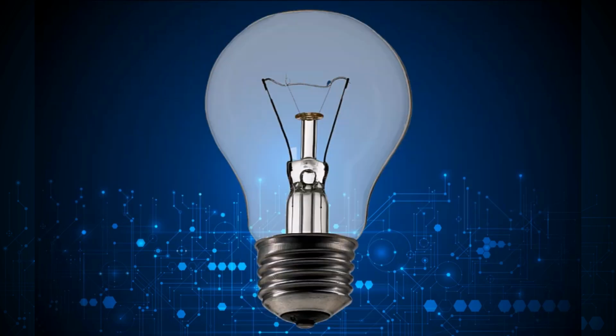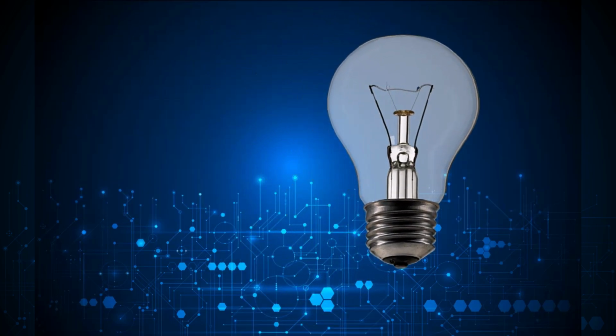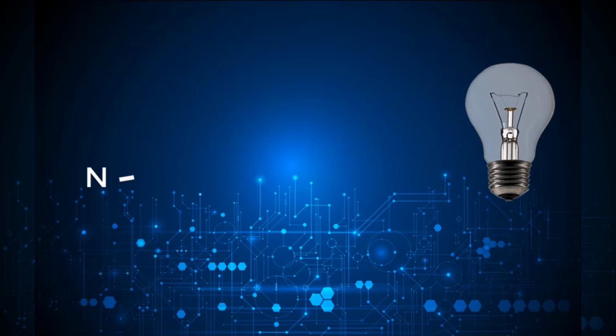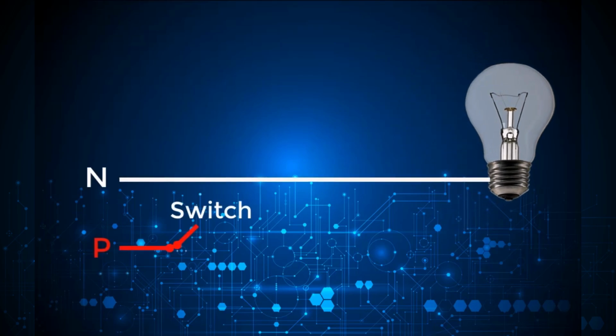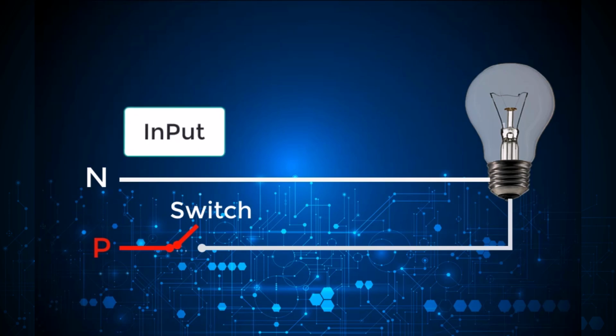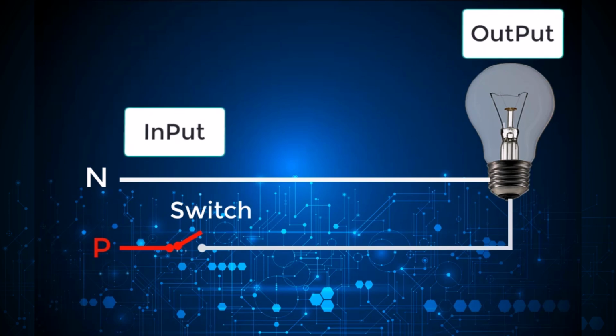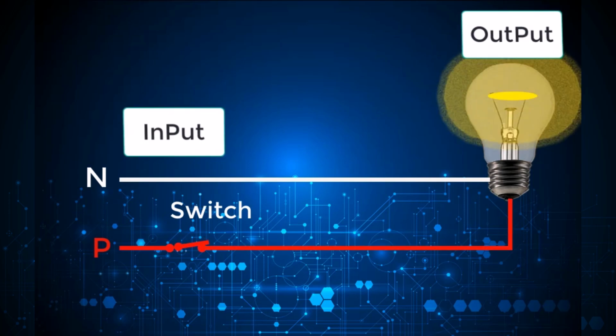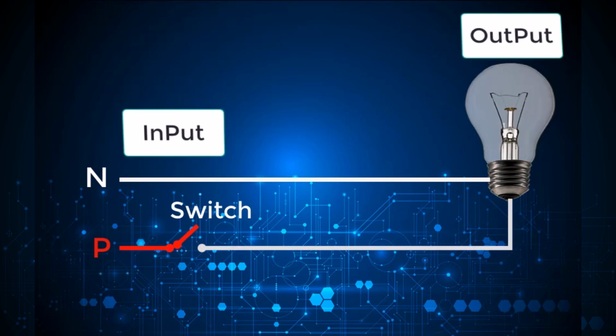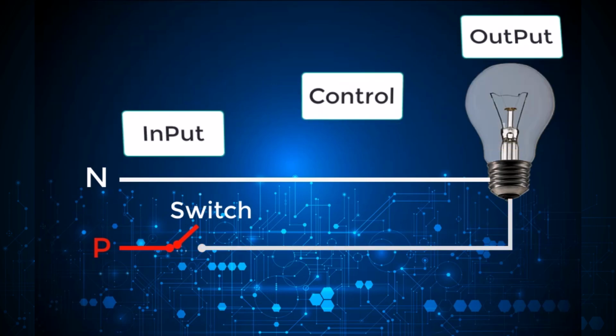For example, consider a lamp circuit. To control a lamp, we only need a switch. In this case, the switch is the input component, and the lamp is the output component. When we turn on the switch, the lamp turns on. When we turn off the switch, the lamp turns off. There is no control equipment involved here.